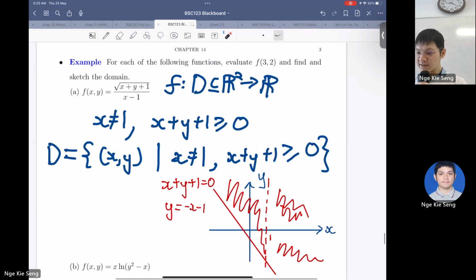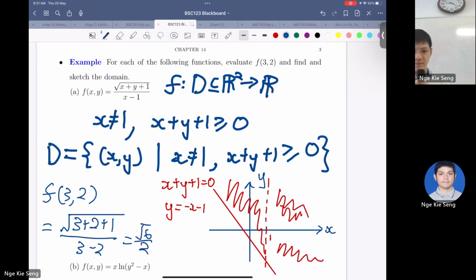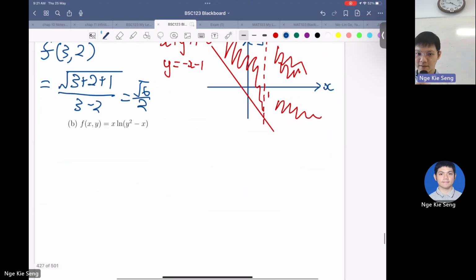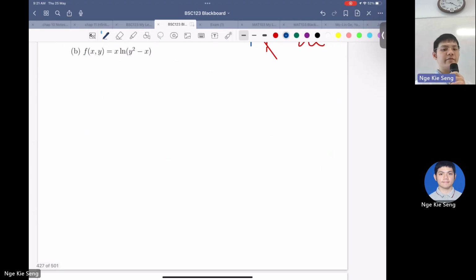So let's say if you want to evaluate the function at (3, 2), you just simply substitute x equals 3 and y equals 2. So this is simple, I guess. So you get the square root of 6 over 2. Okay, next. How about this? What's the natural domain for this? Is it defined on the whole plane or not?